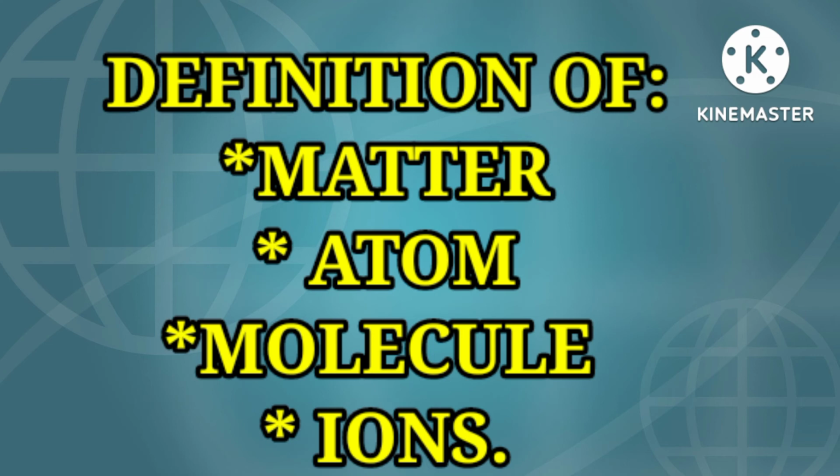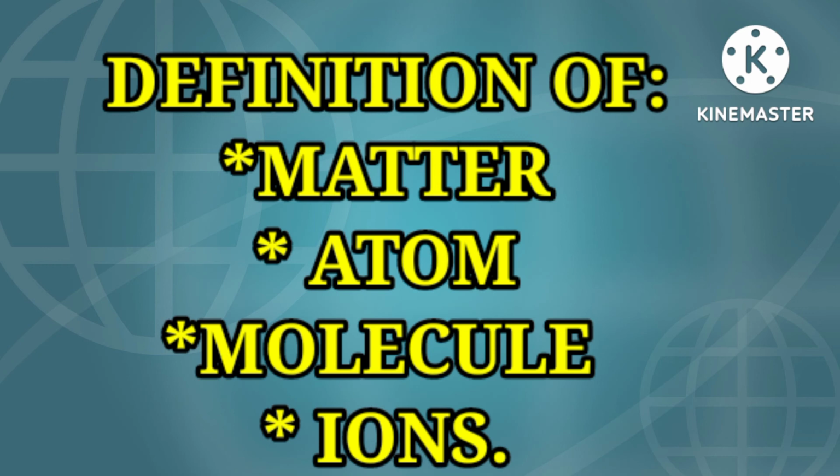Molecules are the smallest amount in which any substance can exist without losing its identity. And the number of atoms in a molecule of an element is called its atomicity. Remember this. The number of atoms in a molecule of an element is called its atomicity.